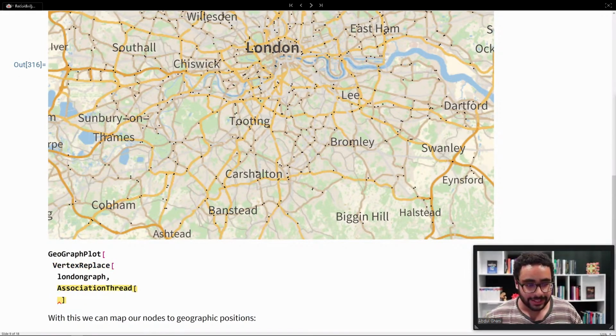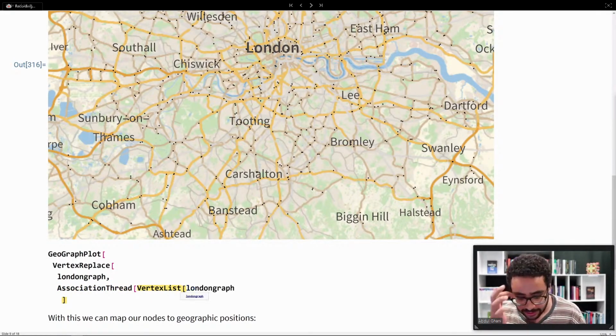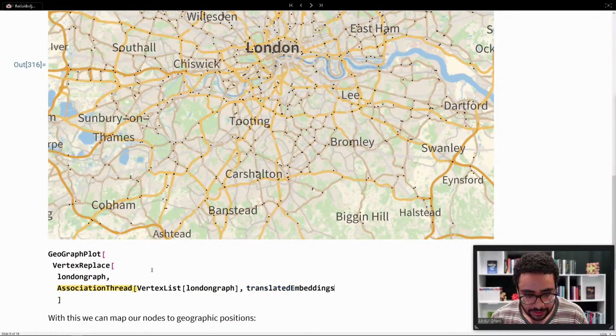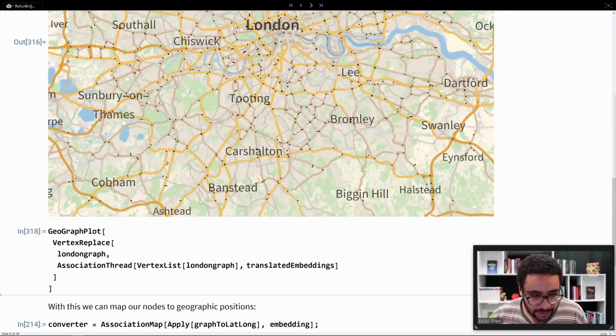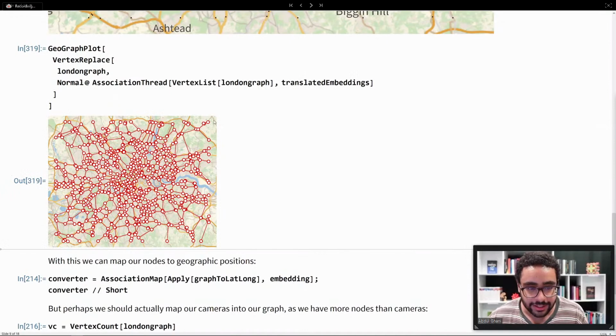So what I want to replace is the vertex list of the graph, right? I want to replace them with the translated embeddings. Something like this. I think that's okay. I want to say normal, I think. Okay. That looks a lot better.